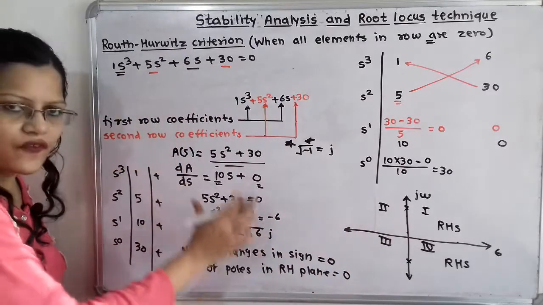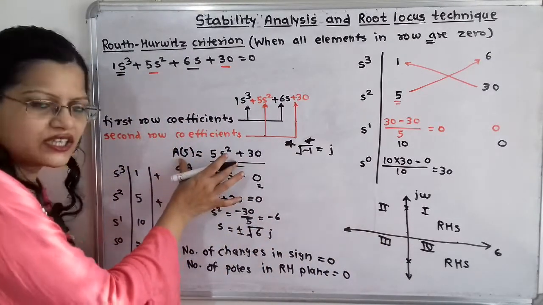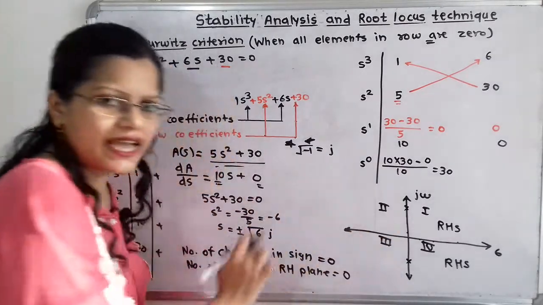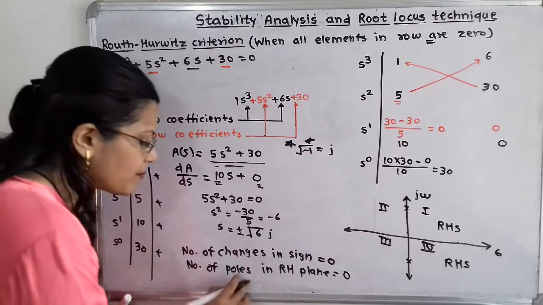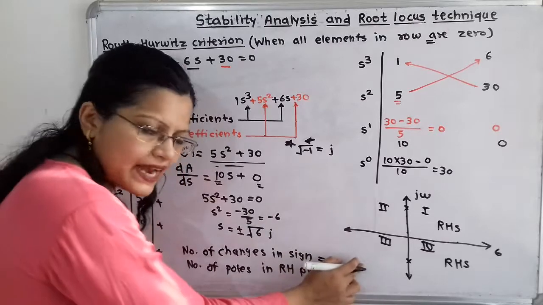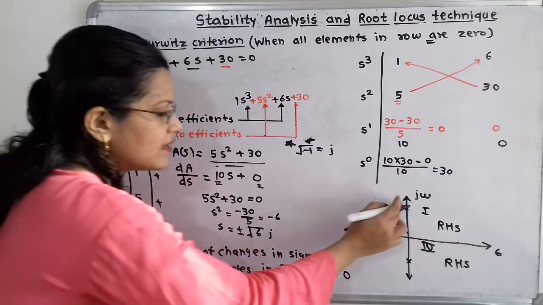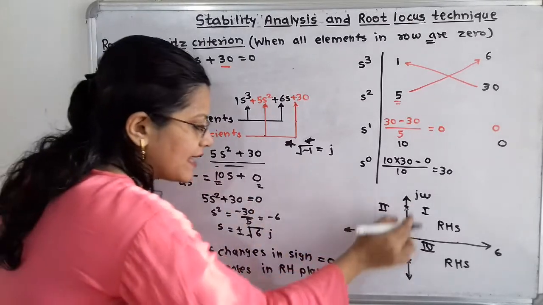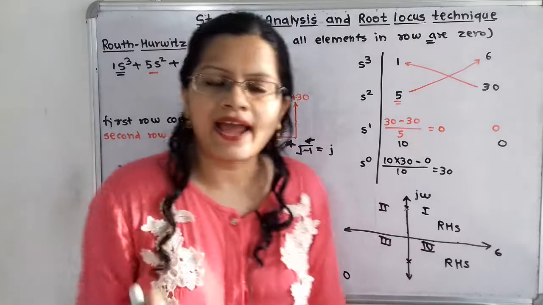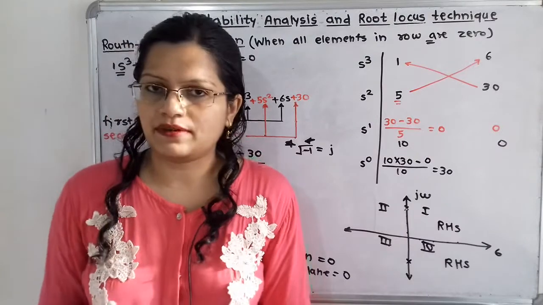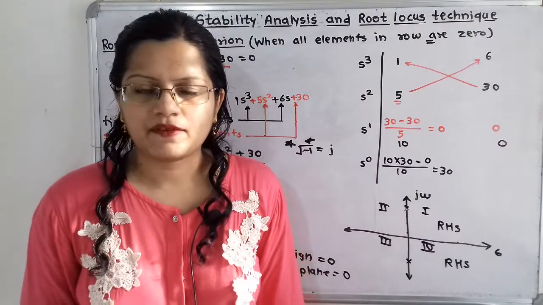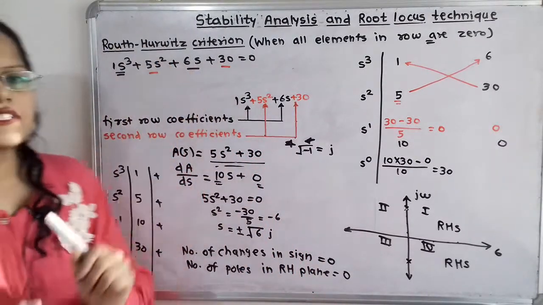So the roots of the auxiliary equation lie on the imaginary axis, and the other poles lie in the left hand plane. The answer is that the system is limitedly stable according to the Routh Hurwitz criterion.